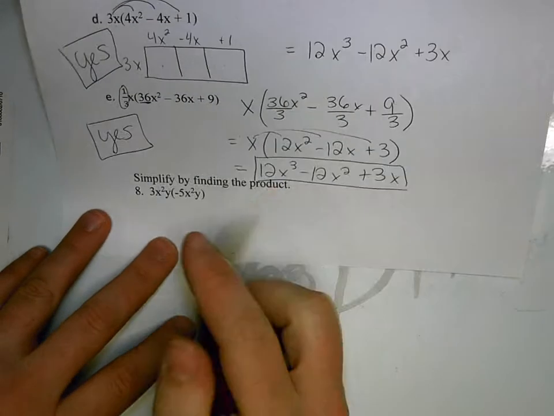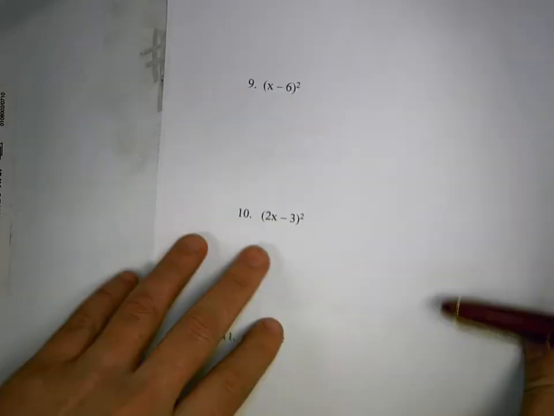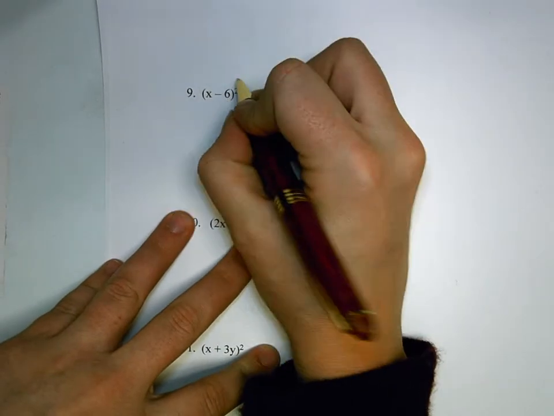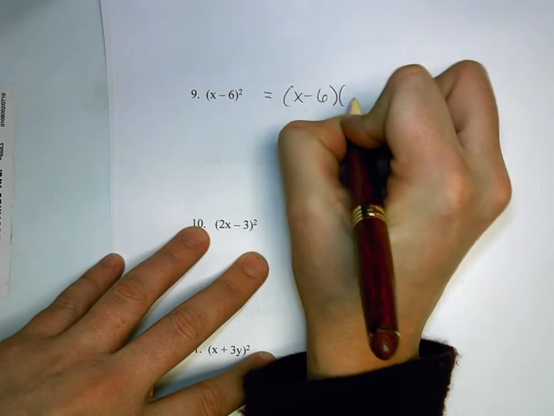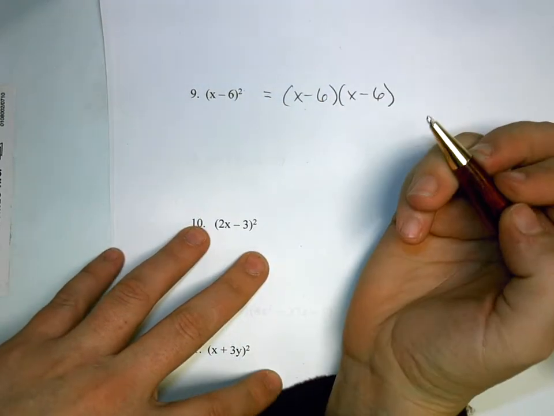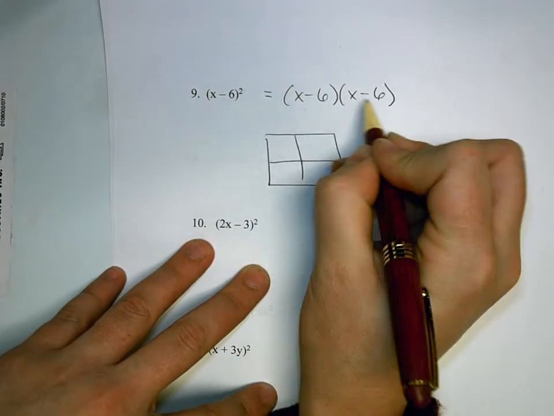Number 8, I'm going to skip as well because it is also like the last test, so I'm going to move straight on to number 9, but the instructions are still simplify by finding the product. So the product of these, if I have a term squared, I need to write it out and expand it. That is 2 factors of x minus 6. I can use the area model to solve this because it's a base times a height.